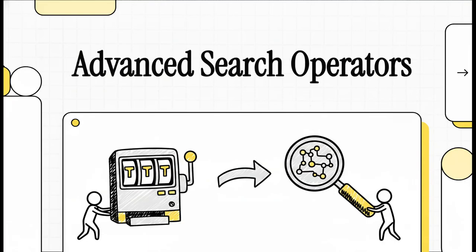All right, welcome to this explainer on Google Advanced Search Operators. Most people out there treat Google kind of like a digital slot machine. They type a few random keywords in, pull the lever, and just cross their fingers hoping the algorithm spits out the right link on page 1. But today, we're going to fundamentally change that.